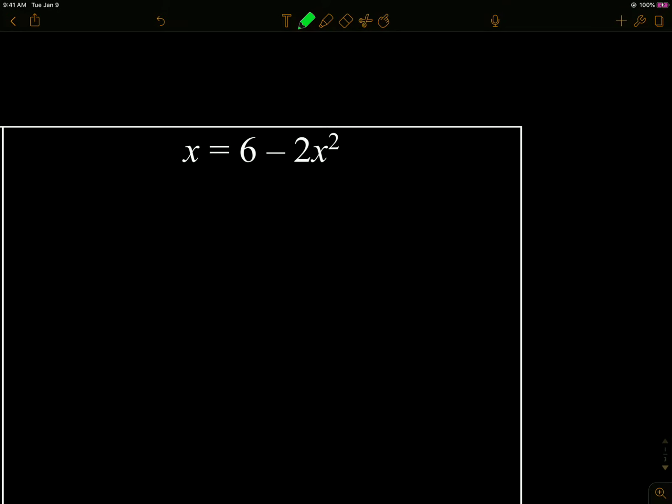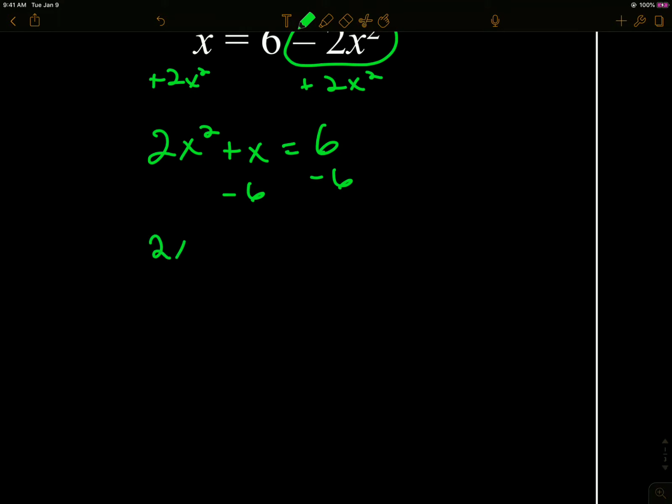Here's another one. So we like to have our x squared to be positive. So when I make this equal to 0, I'm going to add 2x squared to both sides. So I've got 2x squared plus x equals 6 now. Now I'm going to subtract my 6. And on the left side I get 2x squared plus x minus 6 equals 0.